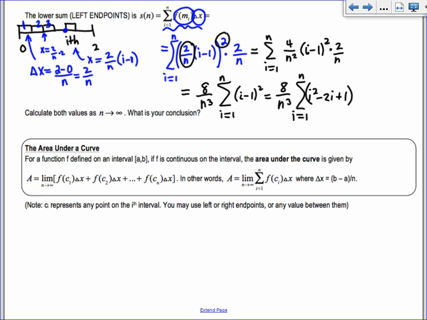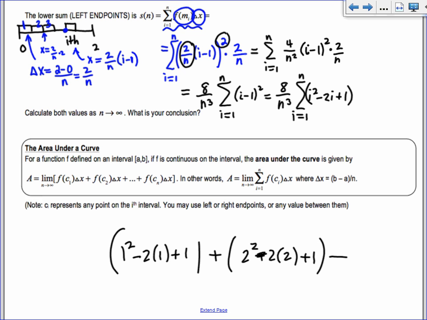Okay, and remember we talked about breaking a summation into separate sums. Because what's really happening is if I start with 1, I'm going to have 1 squared minus 2 times 1 plus 1. I'm going to have that. And then I'm going to have 2 squared minus 2 times 2 plus 1. And then I'm going to have plus, remember that? So I can move everything around. So what I'm going to do is I'm going to have 8 over n cubed. I'm going to do a big bracket. I'm going to have a summation of i equals 1 to n of i squared. Then I'm going to have minus 2 times sigma, i equals 1 to n of i, plus sigma 1, i equals 1 to n.